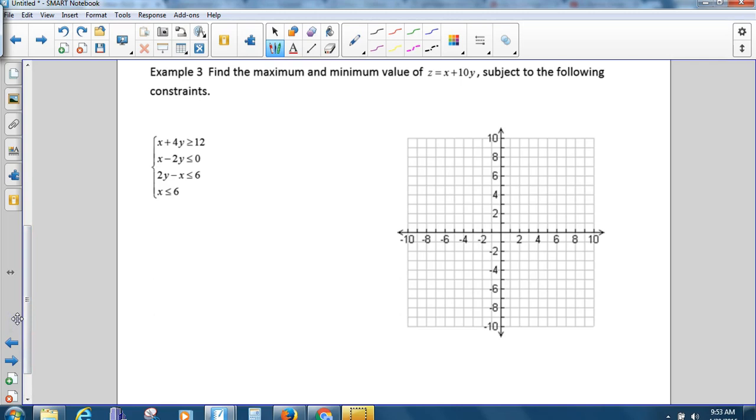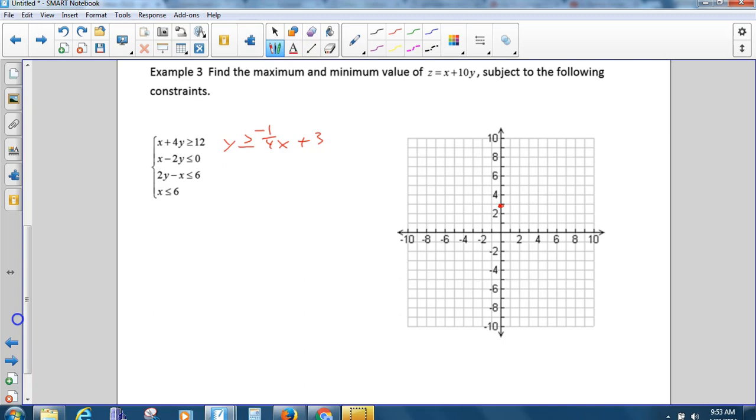X plus 4y is greater than or equal to 12. When I rewrite this, it's going to end up being y is greater than or equal to negative 1/4 x plus 3. Again, you move the x over, and that's going to make it negative. Divide by 4. There you go. So plus 3 right here.